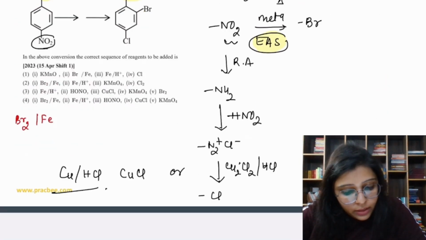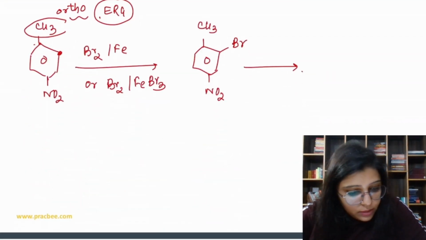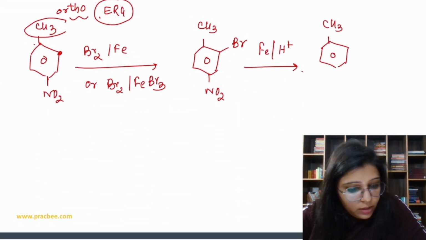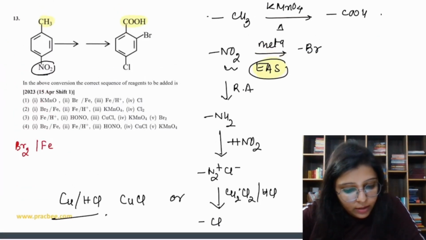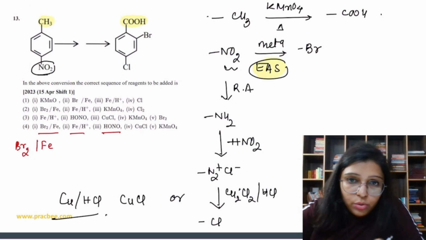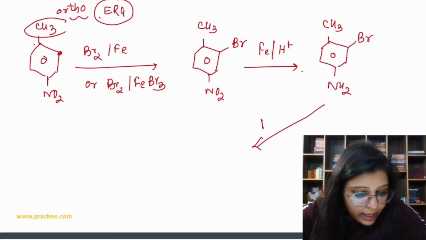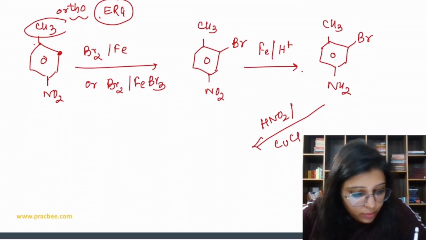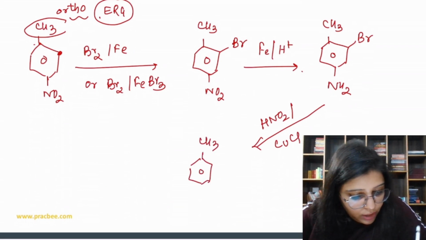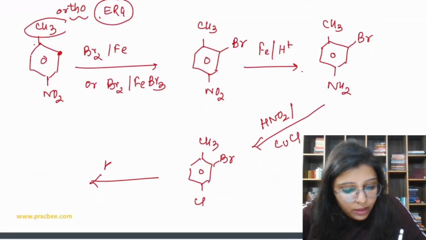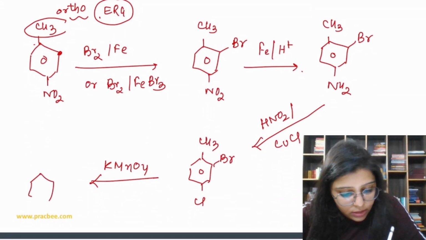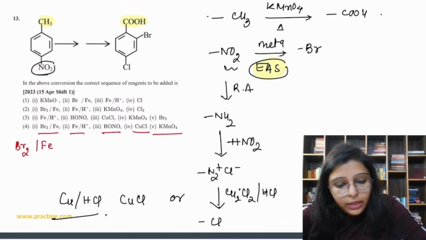Okay. Now next step. Then what can we write? We can write Fe/H+. So in CH3, Br, NO2, the NO2 group is reduced to NH2. Then we can say Br2/Fe, Fe/H+, then HNO2, CuCl, right? So HNO2 and then CuCl, we get this CH3, Br and Cl, and after that we have KMnO4. So we get carboxylic acid. Okay? So this is going to be the correct one.